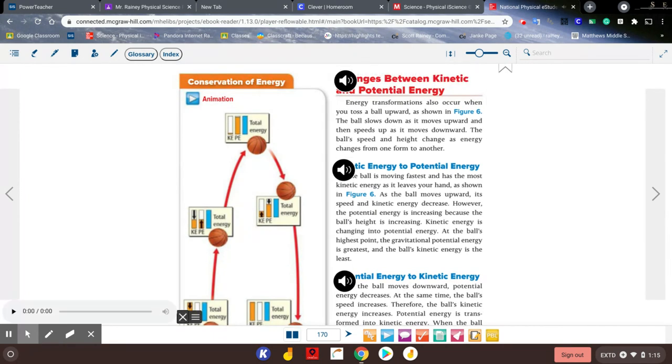Changes between kinetic and potential energy. Energy transformations also occur when you toss a ball upward, as shown in Figure 6. The ball slows down as it moves upward and then speeds up as it moves downward. The ball's speed and height change as energy changes from one form to another.